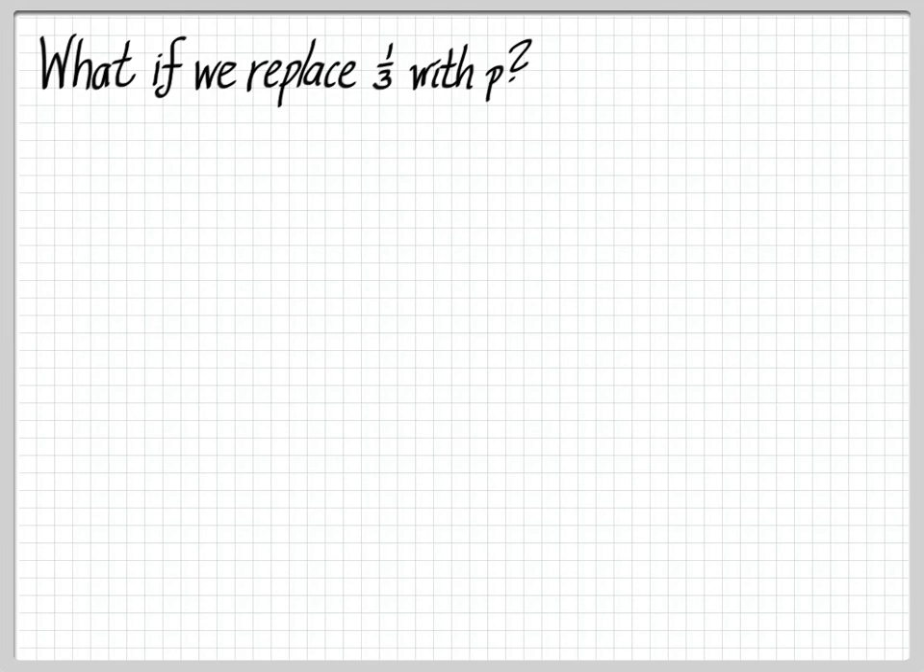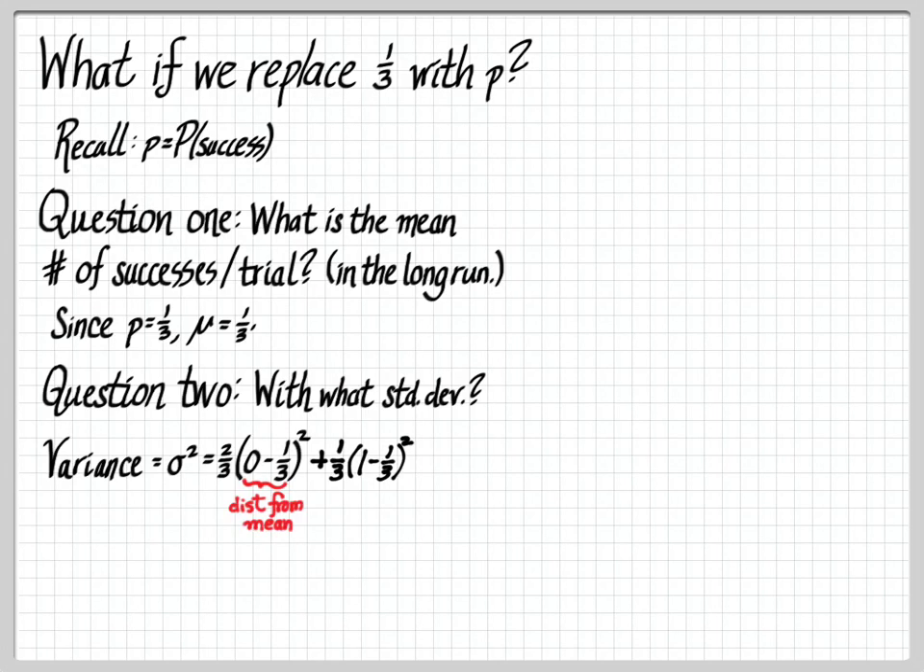So what would change in our work? Well, let's look at our work from before. We're going to let P represent our probability of success. This is the work we wrote down before. And I want to say, what changes if I replace 1/3 with just P?